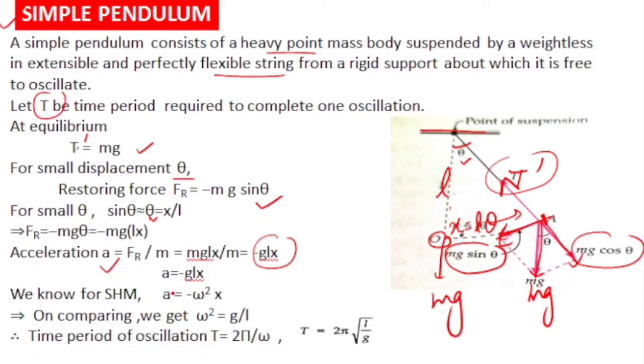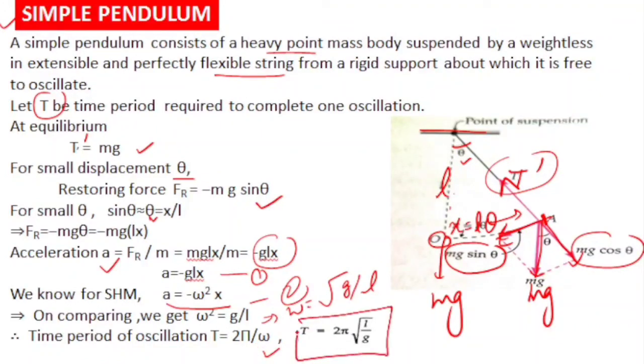Also, you know, for simple harmonic motion, acceleration is given by minus omega square x. So when you compare these two equations, you get omega square equal to g by L, and the time period of oscillation is T equal to 2 pi by omega. You put the value of omega here. Omega is under root g by L. So when you divide by this omega, the time period becomes T equal to 2 pi root over L by g. Hope it's clear to all of you how you find the time period of a simple pendulum.